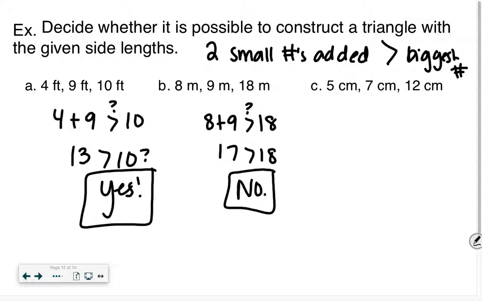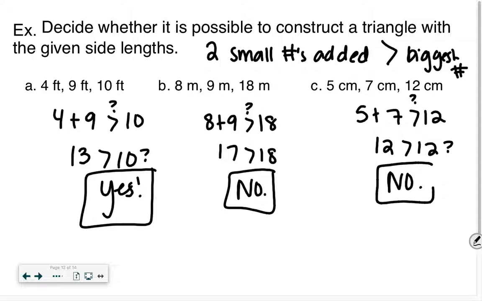And then C, Liam, what are the two smaller side lengths? 5 and 7. What is 5 plus 7? 12. Is 12 greater than 12? No. It's equal, so they would eventually touch, but only once they were lying directly on top of that third side, which would not make it a triangle, it would make it a segment. All right, it has to be strictly greater. Questions on that?